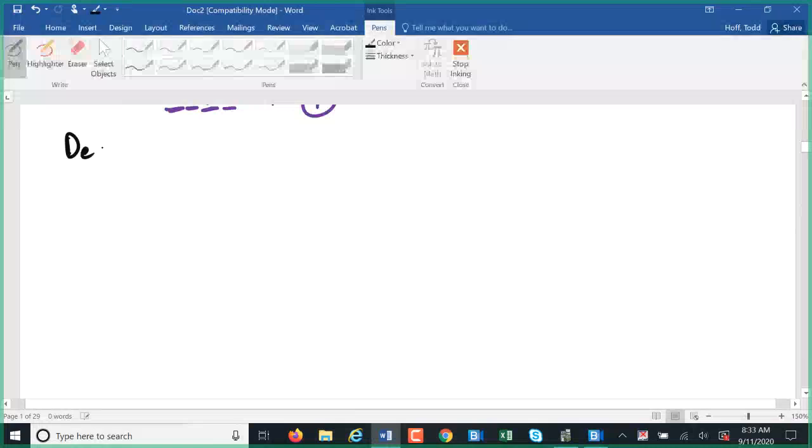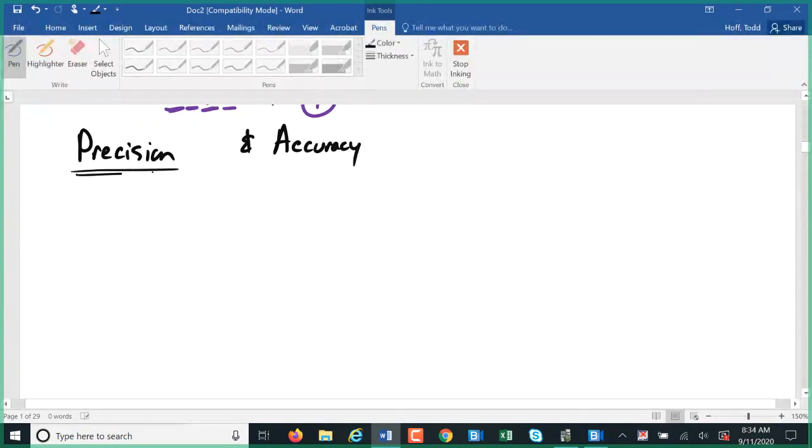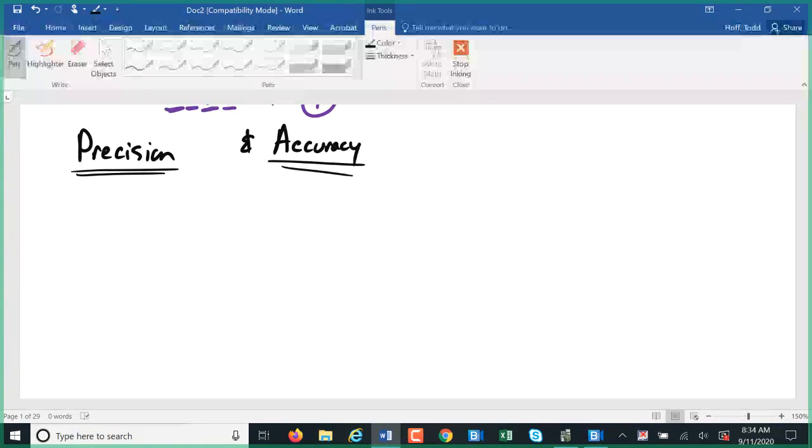Let's talk a little bit about precision and accuracy. We mentioned precision a little bit as the ability to distinguish between items that are similar. And when we're measuring, that is one of the definitions of precision.